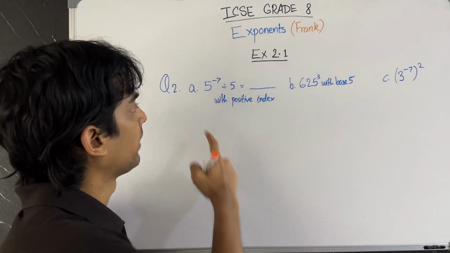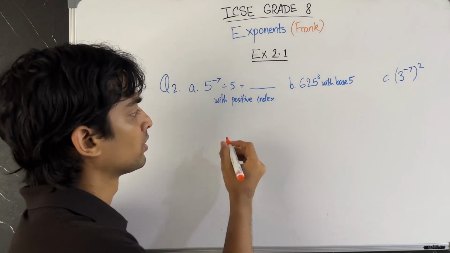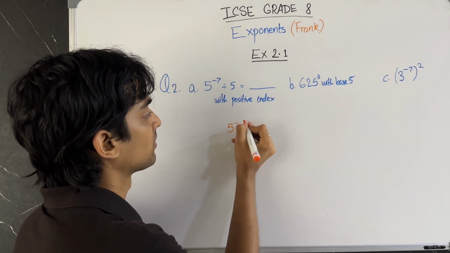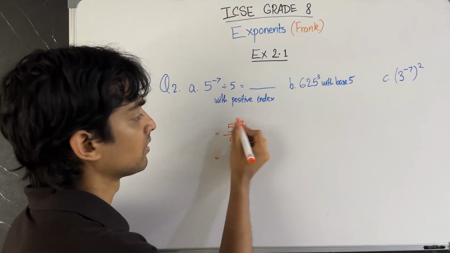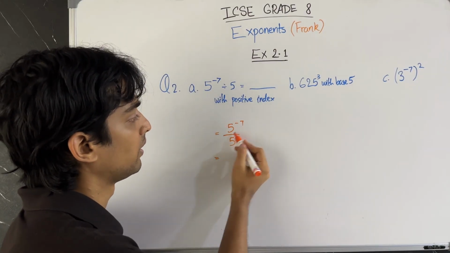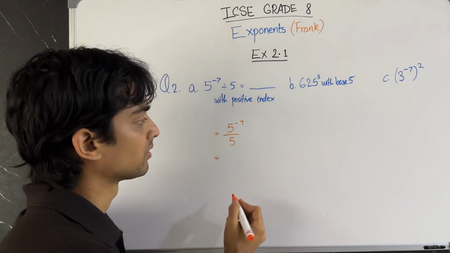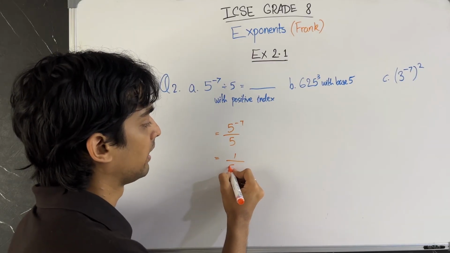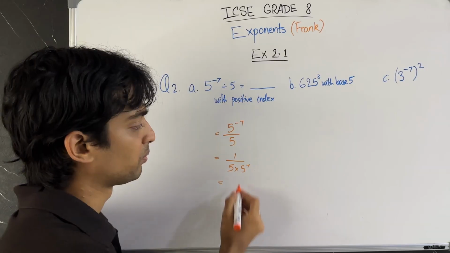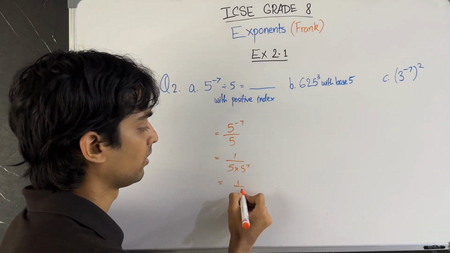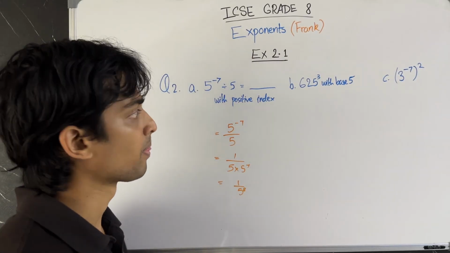Second question A, 5 raised to minus 7 divided by 5. So we can write this as 5 raised to minus 7 upon 5. This is a negative power, negative index. So we'll just bring it down and this will become plus. So we can write 1 upon 5 and 5 raised to 7. According to the law of exponents, this becomes 5 raised to 8. So 1 upon 5 raised to 8 is the answer.